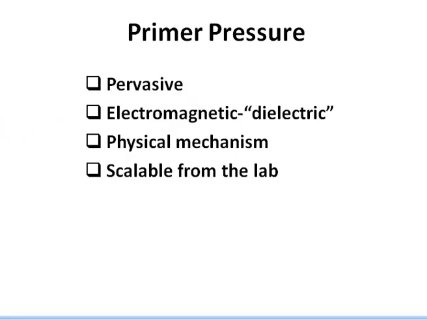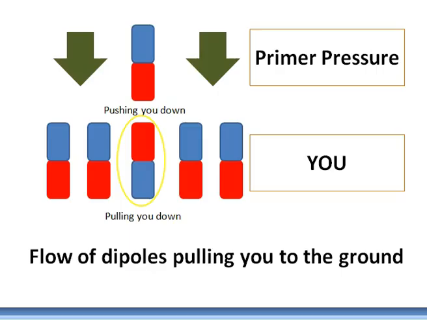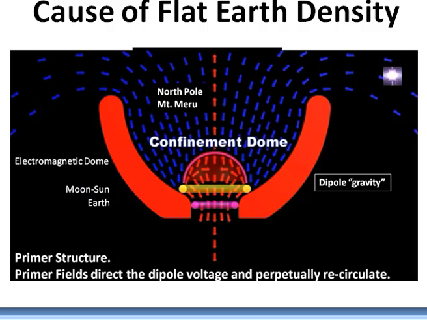And there's something good about the concept. One is that the Primer pressure would be pervasive. The Primer pressure is basically electromagnetic activity, and there's a physical mechanism involved, and it's scalable from the lab up, and you'll see that if you watch that documentary. So let's take a look at how this looks.